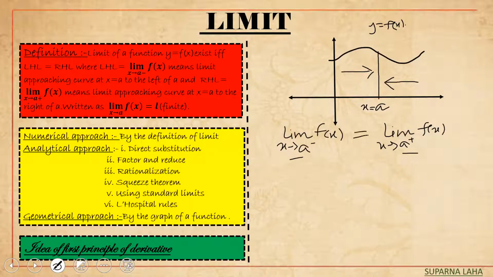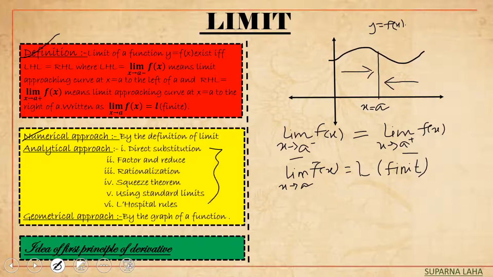If two values are equal, that time we will say the limit of the function f of x at x equals to a exists, and this is equal to a finite quantity L. This quantity should be finite. Now here is the definition of limit. Now all of you know that numerical approach, some analytical approaches are there. Here is the graphical approach.